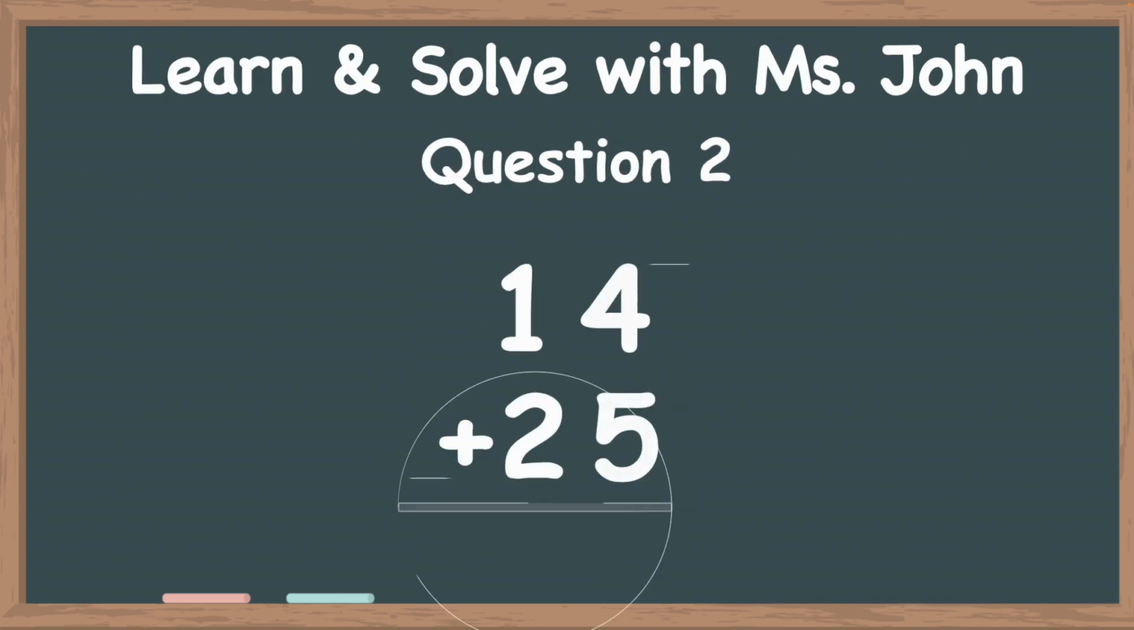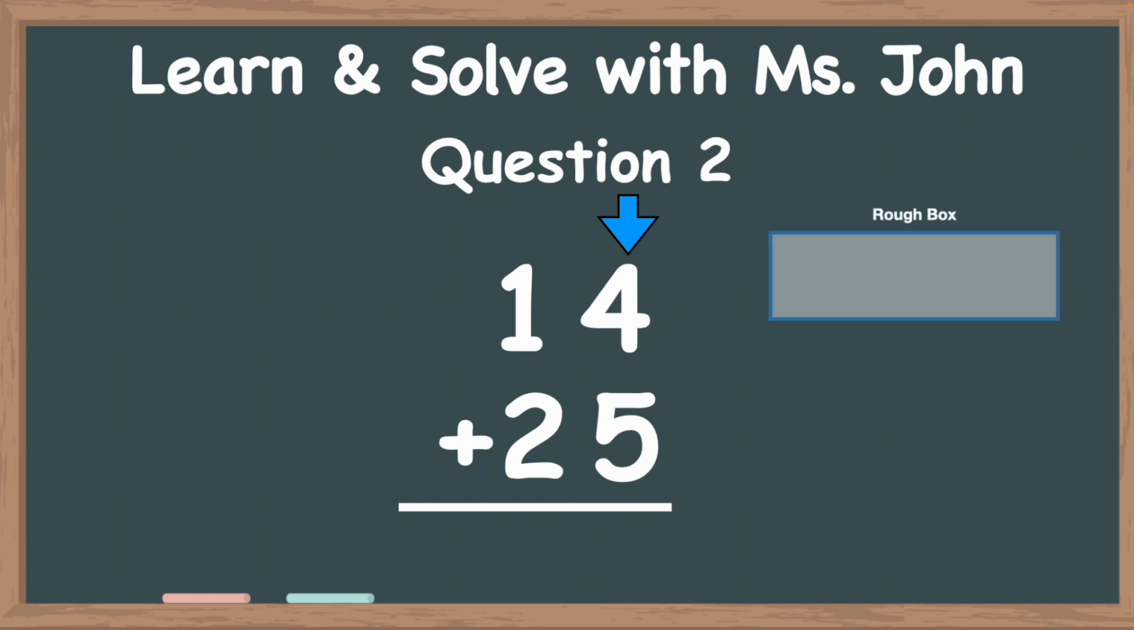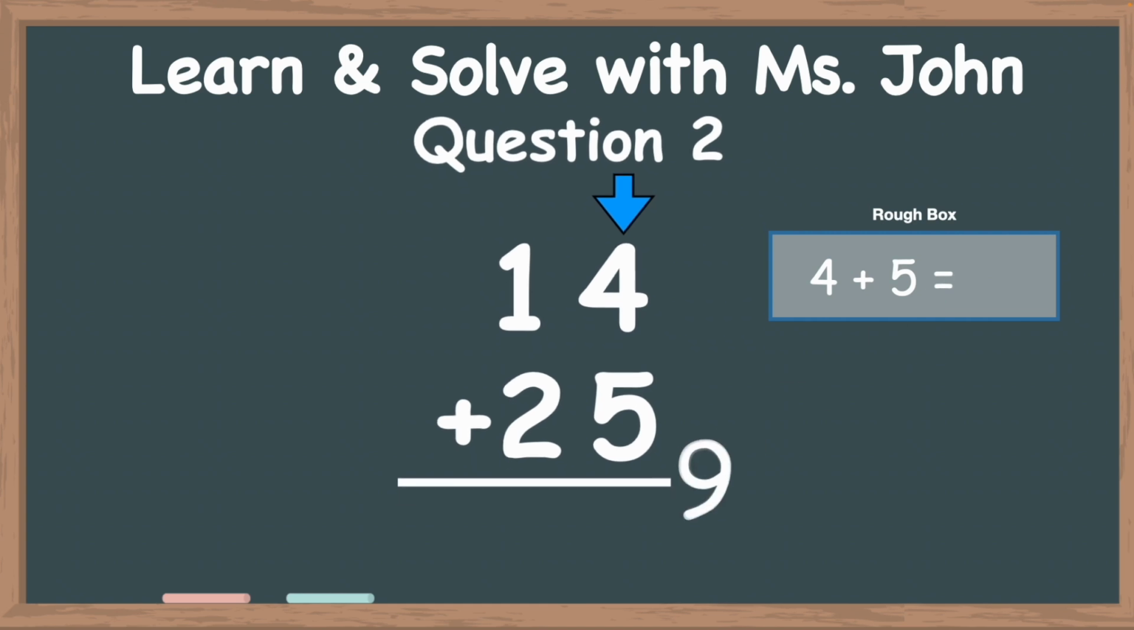Question number 2, 14 plus 25. We'll complete this question by adding the numbers in the far right column. In this case, it's known as the ones column. We're going to first draw a rough box. In this rough box, we're going to write 4 plus 5. 4 plus 5 equals 9. We're now going to take the 9 and put it in the ones column of the answer section.